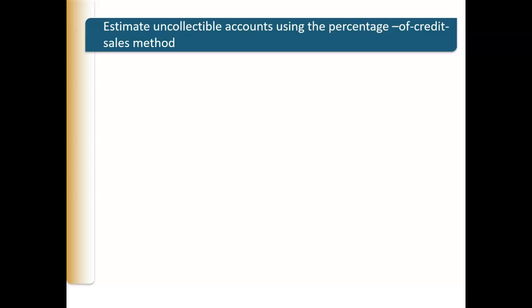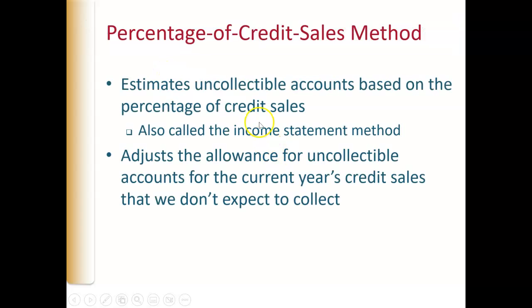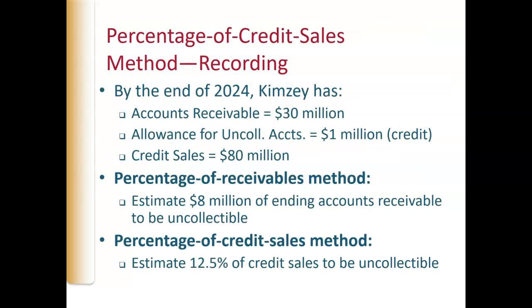Now, the last piece is the percentage of credit sales method. Know that the allowance method is what you're going to really focus on, but there is another way of showing allowance for uncollectibles called the percentage of credit sales method. The percentage of credit sales method estimates uncollectible accounts based on the percentage of credit sales. We also call this the income statement method. Okay? We adjust the allowance for uncollectible accounts for the current year's credit sales that we don't expect to collect.